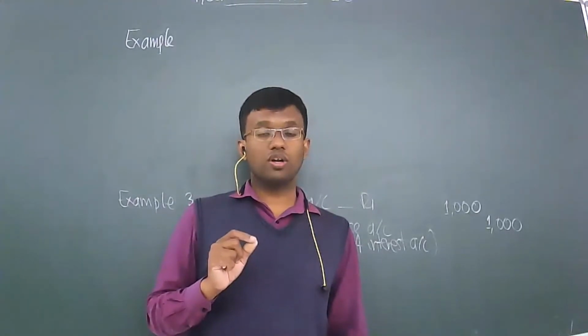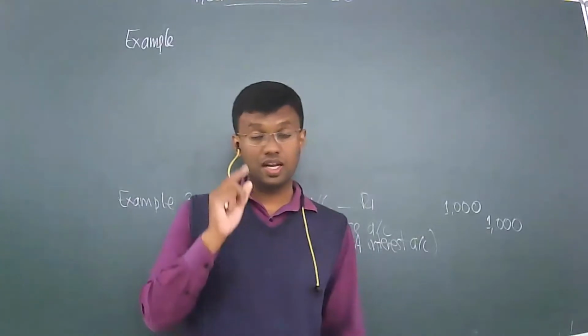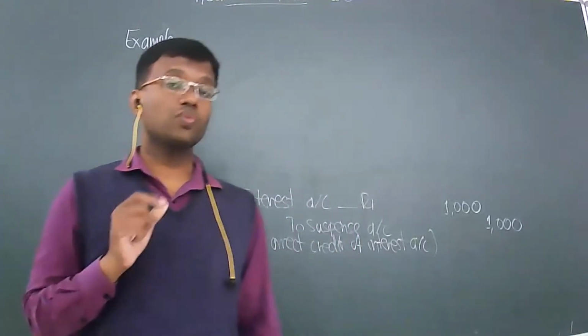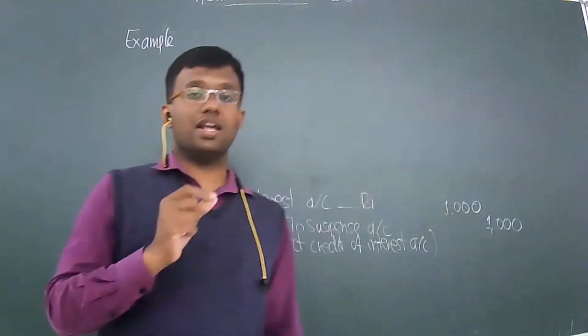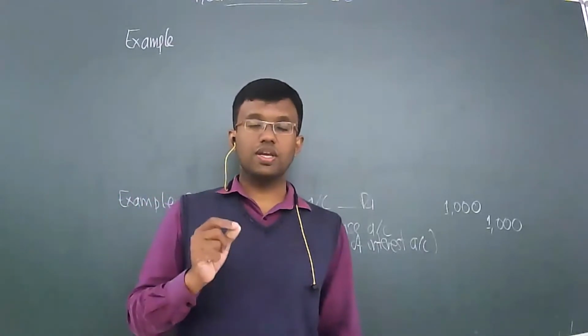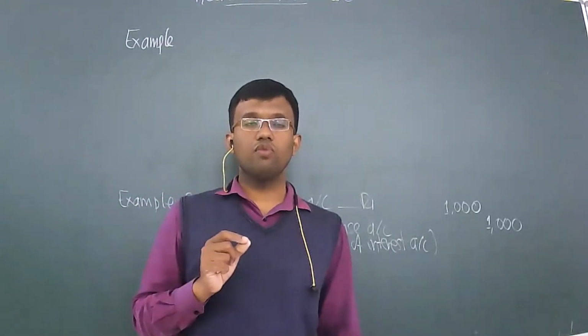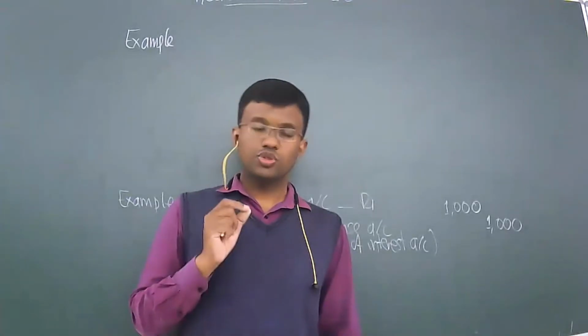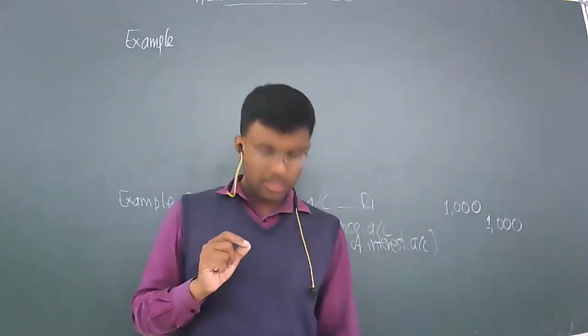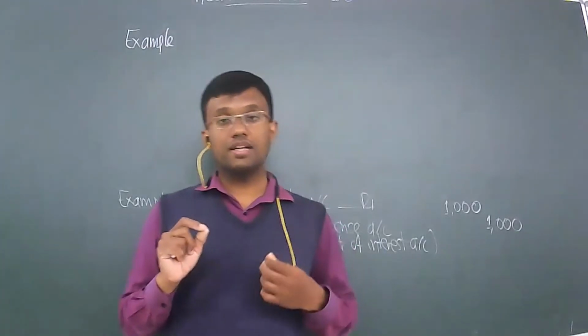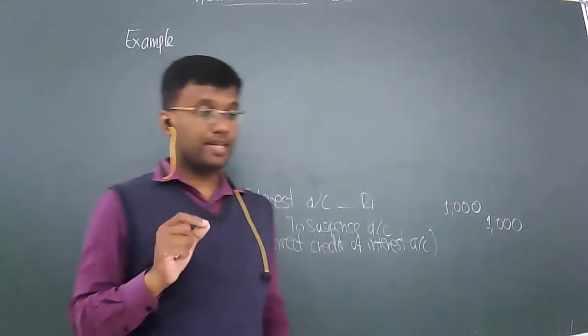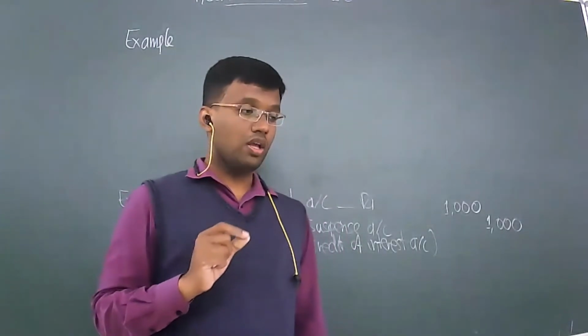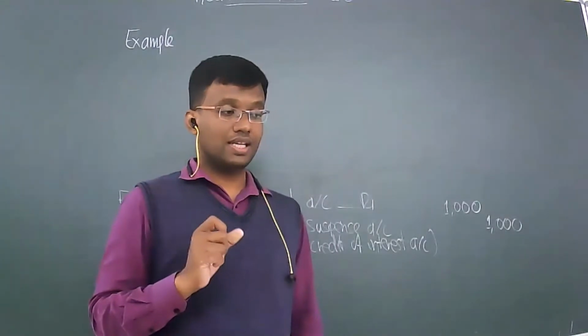Since there are two accounts involved, this would be a two-sided error. So two-sided errors, how do we rectify? Two-sided errors, we will have to rectify by bringing in the amounts which are involved. Now, how do we know it is a two-sided error?